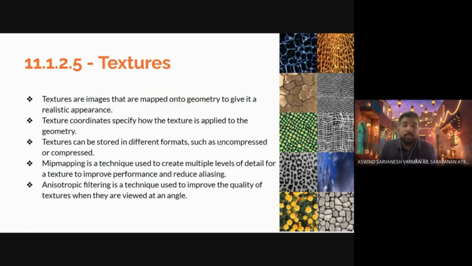And one of the techniques used to create multiple levels of detail for a texture is called MIP mapping, and it is used to improve performance and reduce aliasing. Anisotropic filtering is also a technique which is used to improve the quality of textures when they are viewed at an angle. So some of the example textures are here.